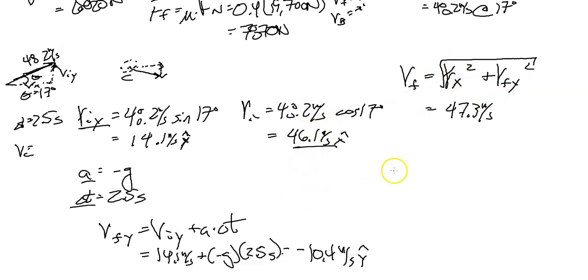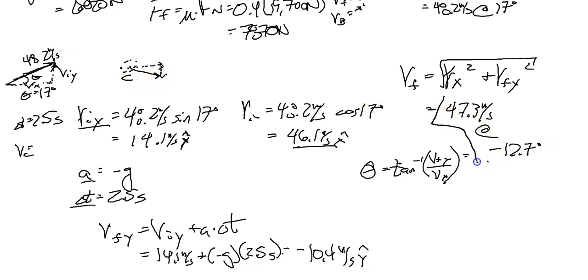Okay? And your angle, and we need an angle because I said velocity and not speed, is the inverse tangent of velocity final in the y over velocity in the x. If you always put the y on top, you're always going to get the angle from the horizontal. So this is at an angle of negative 12.7 degrees, which makes sense. You can see this going down into the fourth quadrant. That is your answer to A.